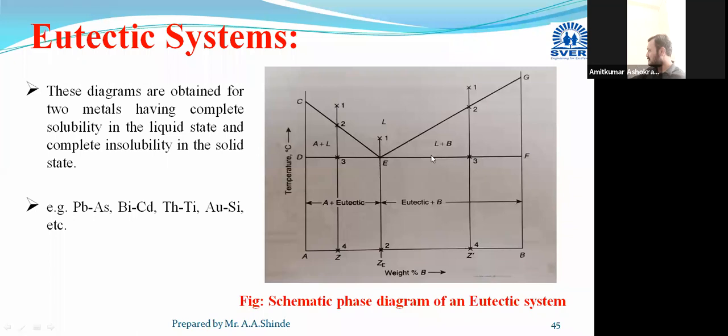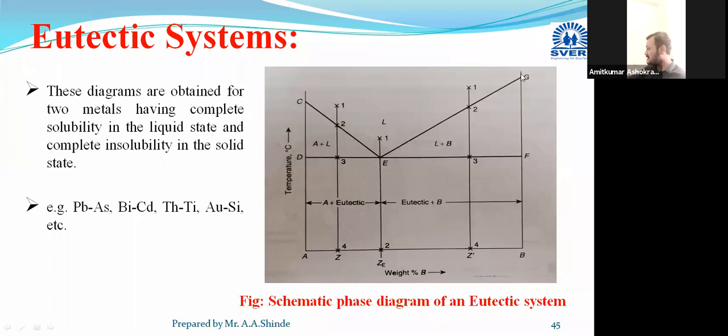Then the line C, D, E, F, and this G, this portion, please observe the movement of the cursor on your screen. This is the solidus line. Below this line, the alloy is in solid state only. Okay, this is the solidus line, and below this line, the alloy is in solid state only.